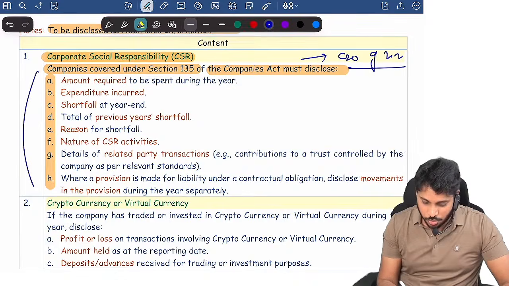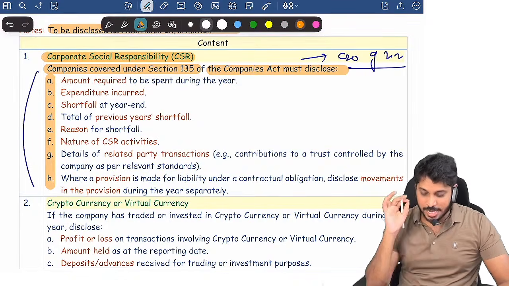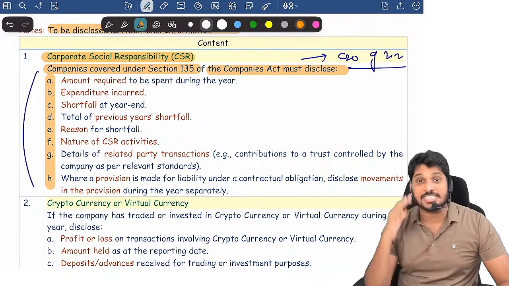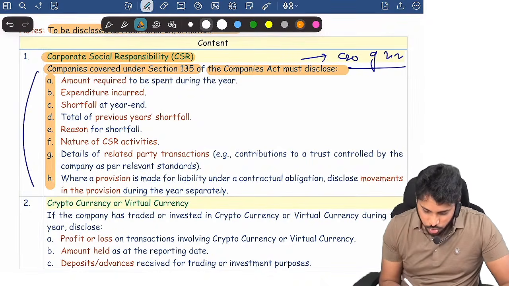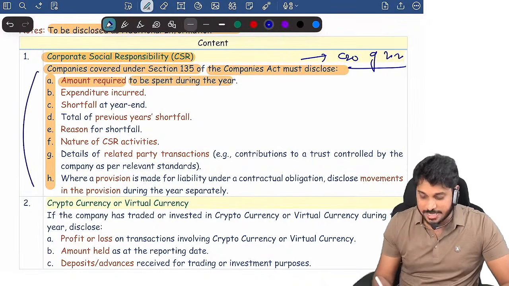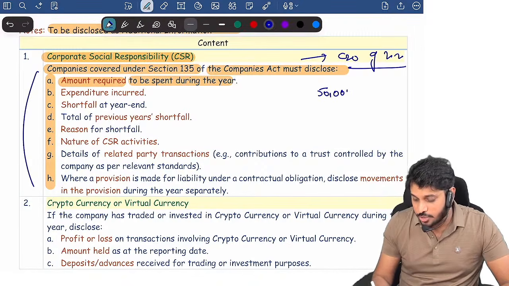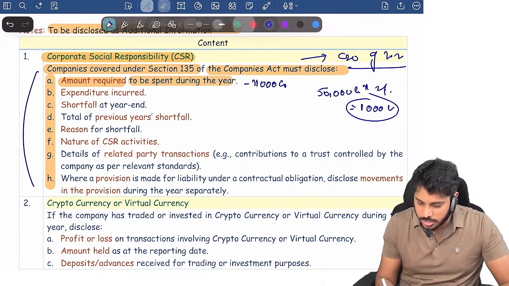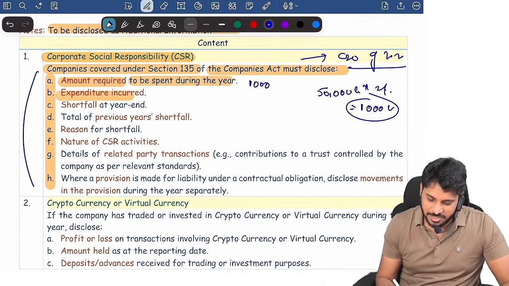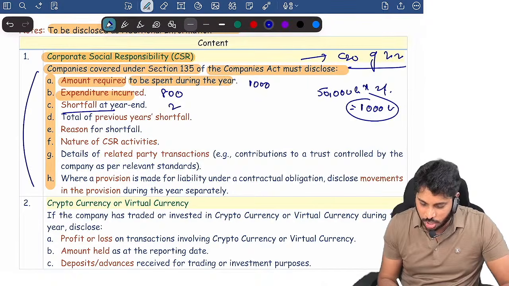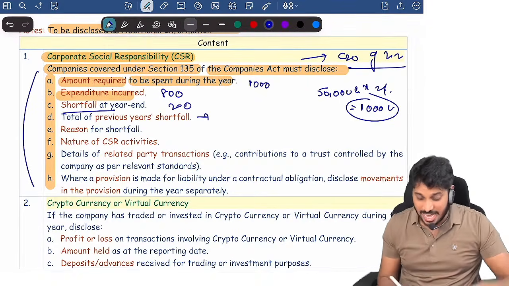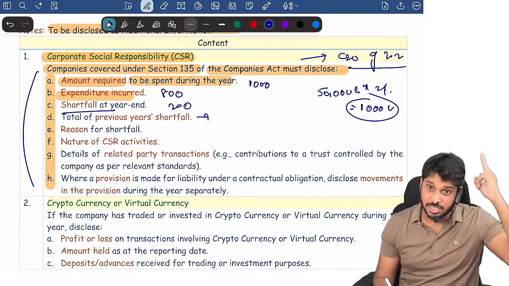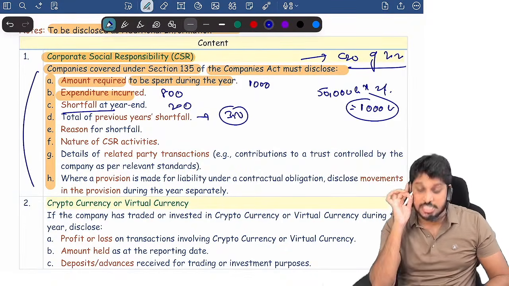Next, look at companies covered under 135. The board of directors has to disclose how much amount they have to spend. For example, Reliance has 50,000 crore profit, 2% means 1,000 crore they need to spend. Our company has to spend 1,000 crore. Amount spent: we spent till now 800 crore. What is the shortfall? 200 crore. Last year also there is a shortfall, 150 crore, so the total shortfall is 350.